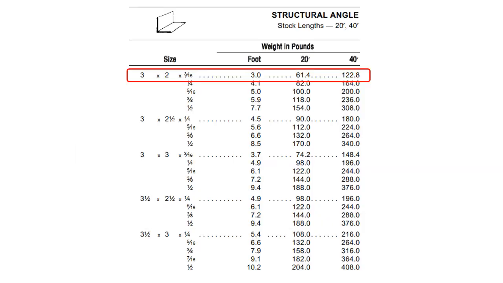Like most other structural materials, you've got different lengths and sizes. So this one gives you, because this material is measured in size, 3 by 2 by 3/16 or 3 by 2 by a quarter or 3 by 2 by 5/16. There's no designation there that tells you how much a foot of this stuff weighs. So they have tables that will tell you how much a foot of it weighs, how much 20 pounds of it weighs, how much a 40-pound stick weighs.